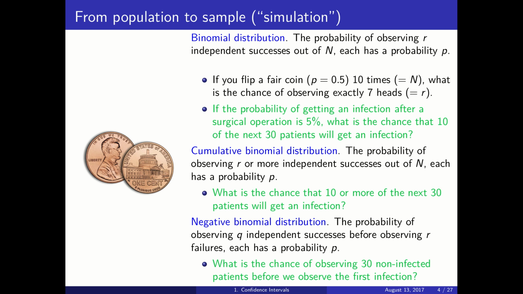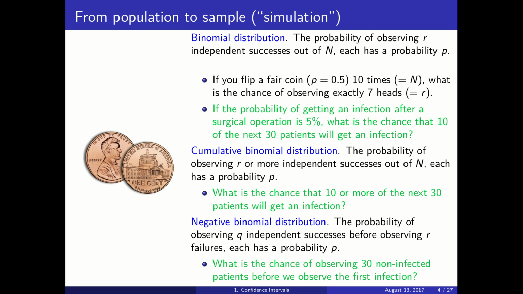But to do that, we need first to understand how from the population we go to the sample. And that, if you want, you can think of it as a simulation. So there are three statistical distributions that are discrete distributions that are of use in this context. Those ones are the binomial distribution, the cumulative binomial, and the negative binomial.